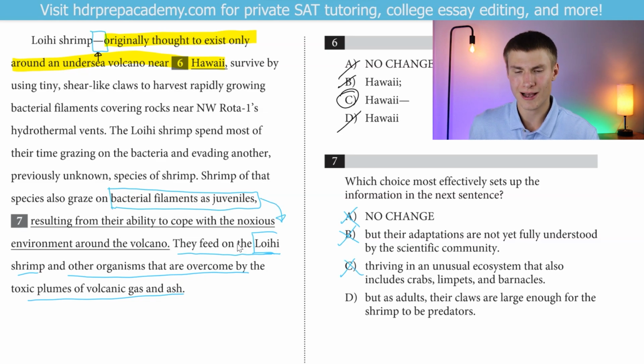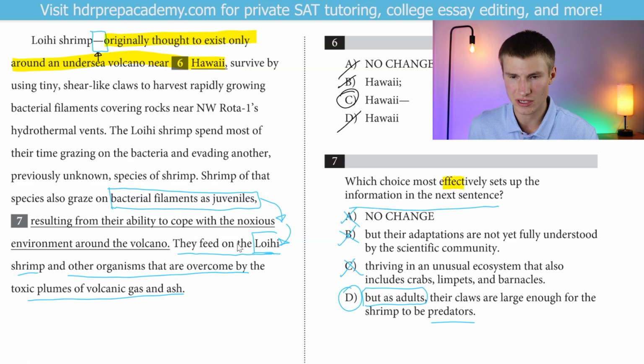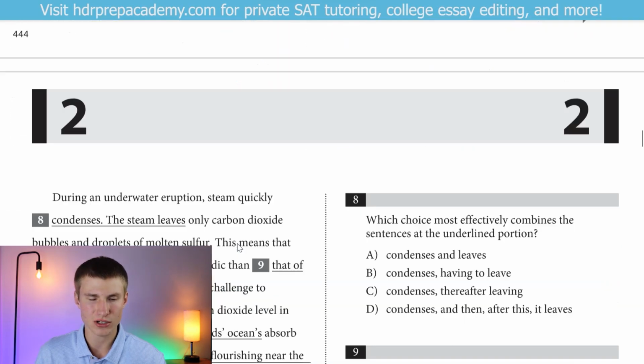Option D, but as adults. Okay, now we're indicating that transition from when they were juveniles. Their claws are large enough for the shrimp to be predators, thus they can now feed on other shrimp. Right, so we see that now we have that transition between when they were juveniles, where they were just eating bacterial filaments, and now they're predators. Answer choice D. That's effectively setting up the information in the next sentence. Keep in mind, that's what you need to do here, is set up that information in that next sentence. Make sure you pay close attention to that part of that prompt. All right, moving on, now we got number 8.